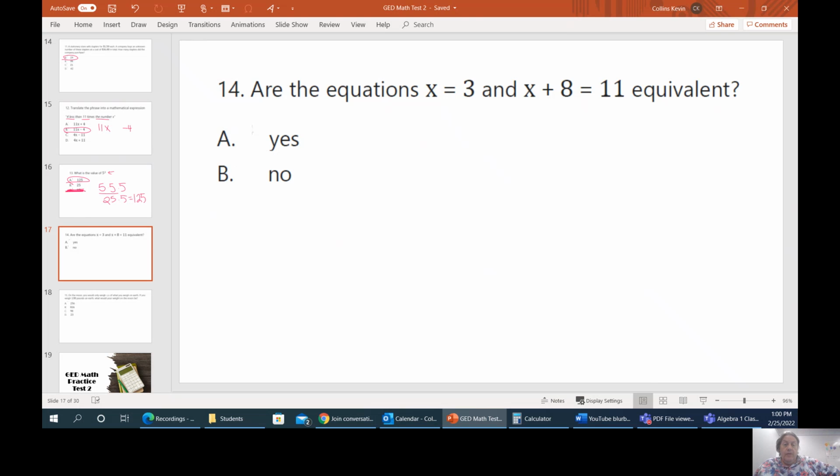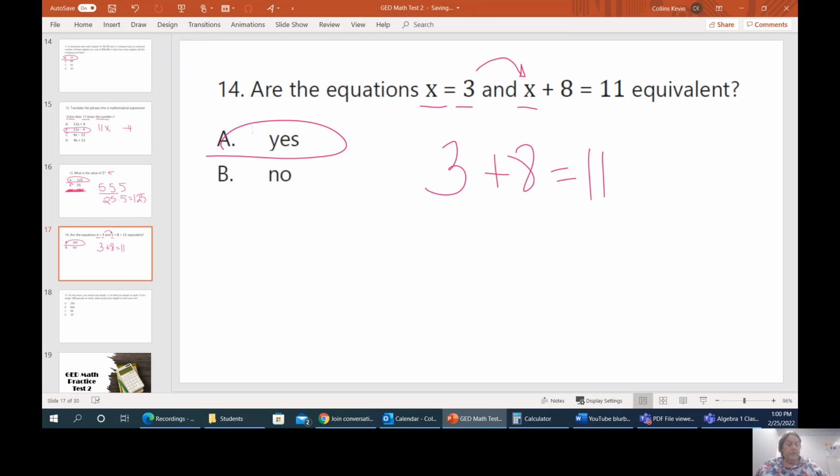It says, are the equations x equals 3 and x plus 8 equivalent? I think we've had questions like this before. This says x equals 3. Well, here's an x, so instead of calling him x, let's call him 3. So we're going to have 3 plus 8 equals 11. You can check it on your calculator. Does 3 plus 8 equal 11? Yep, sure does. So there's our answer.